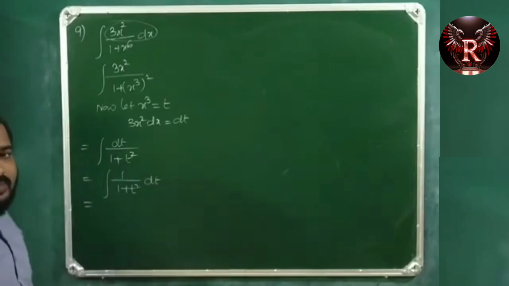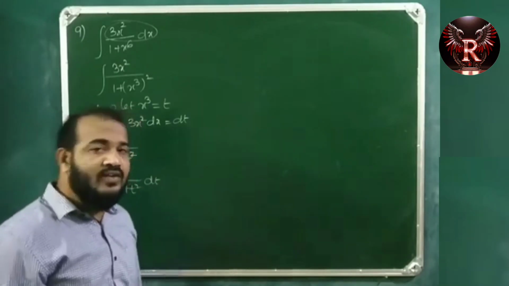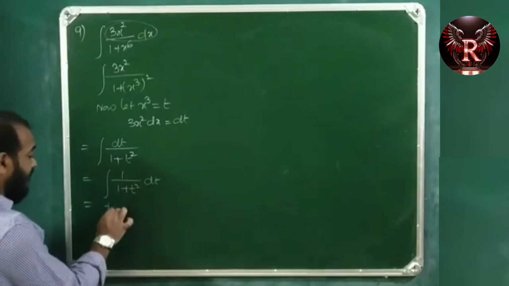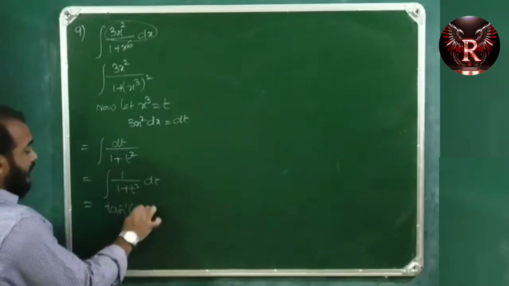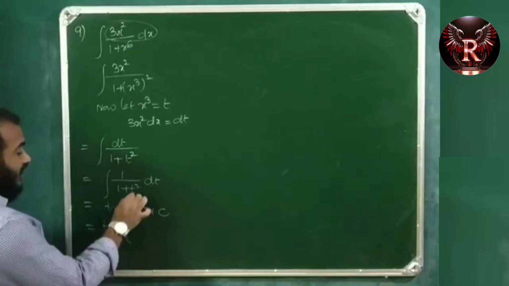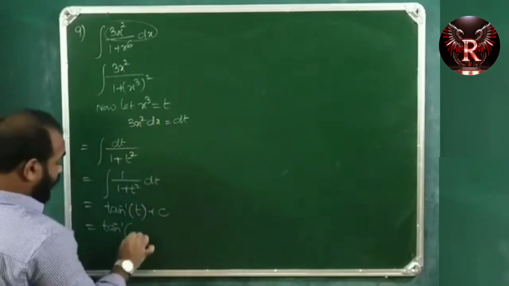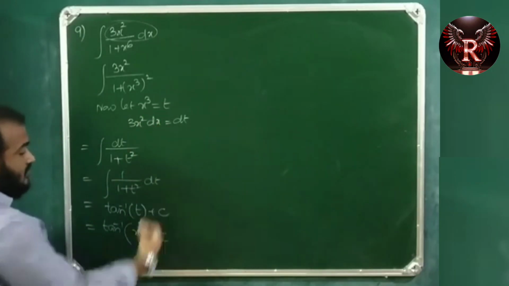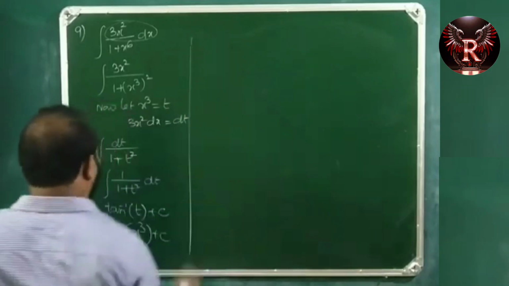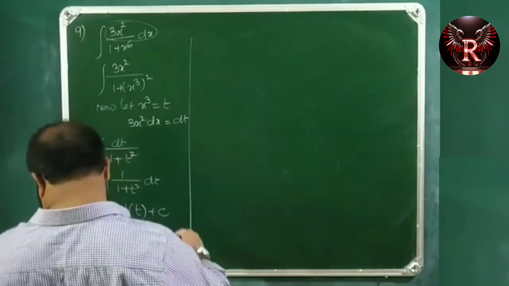What is the integral of 1 by 1 plus x square dx? Tan inverse x. We have the direct formula for that. So tan inverse t plus the constant of integration c. So tan inverse t is equal to tan inverse x cube. So this is how we will do the question.